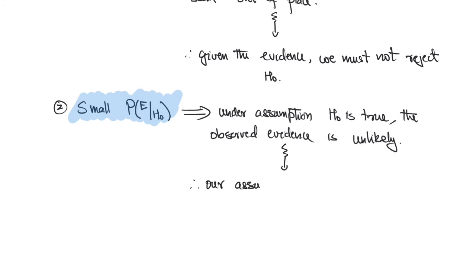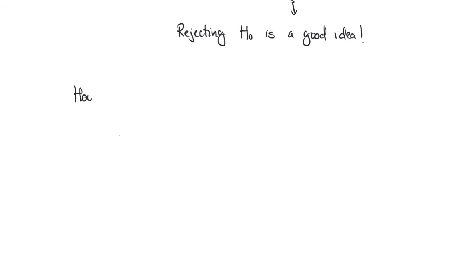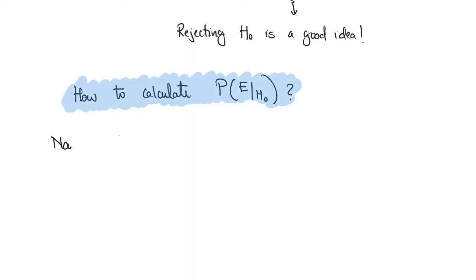That means our assumption that H0 is true must be wrong. In this case, rejecting the null hypothesis is probably a good idea. We're now led to the question of how does one calculate the probability of E given H0?